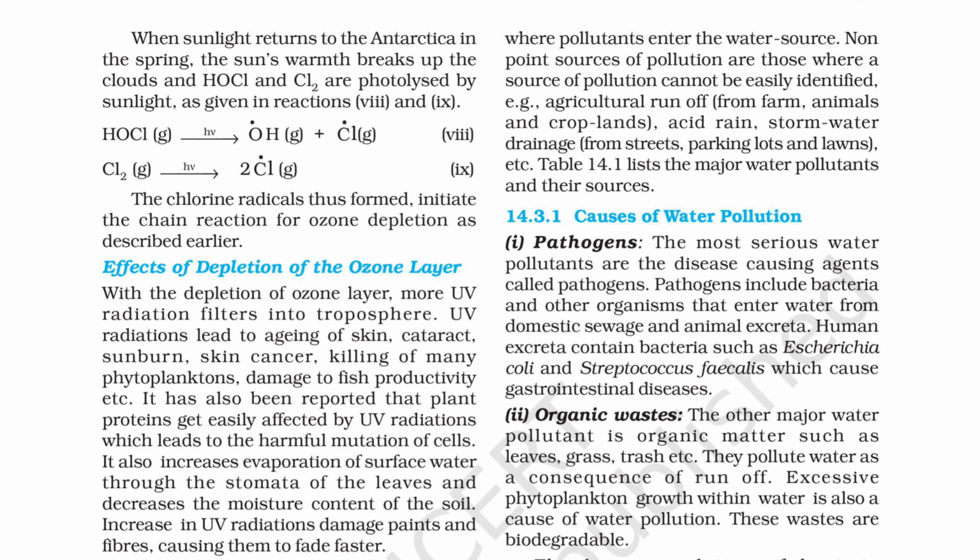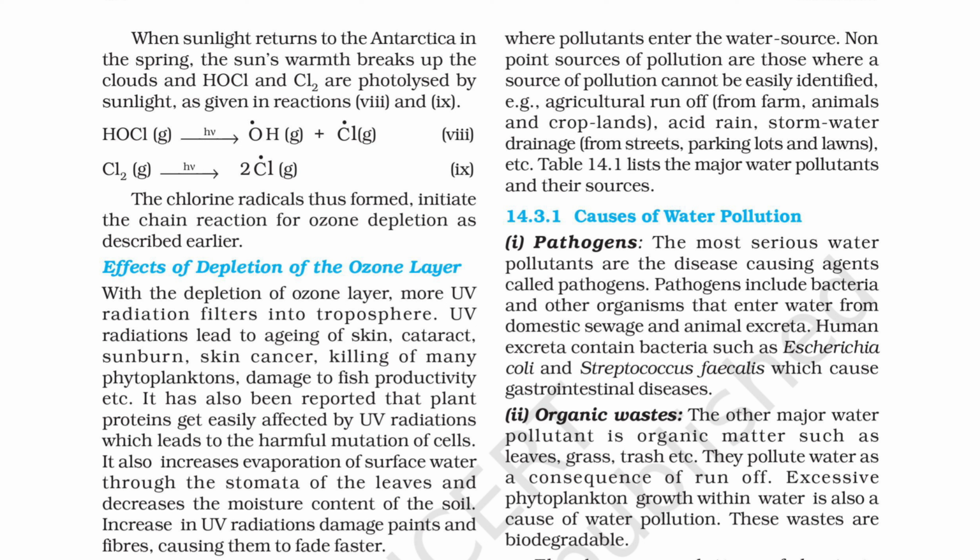When sunlight returns to the Antarctica in the spring, the sun's warmth breaks up the clouds and HCl and Cl2 are photolyzed by sunlight. HCl in presence of light gives H free radical plus chlorine radical. Cl2 in presence of light gives 2 chlorine radicals. The chlorine radicals thus formed initiate the chain reaction for ozone depletion as described earlier.